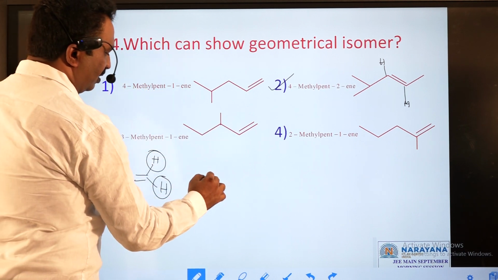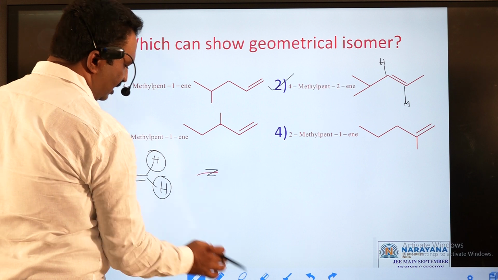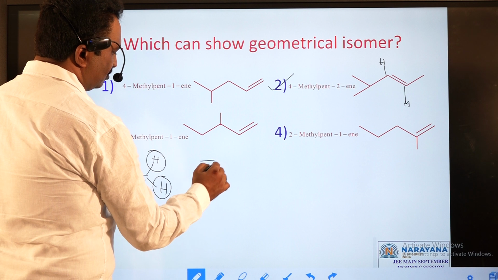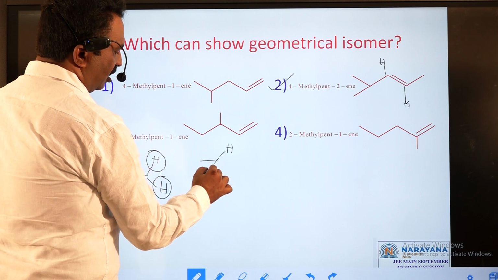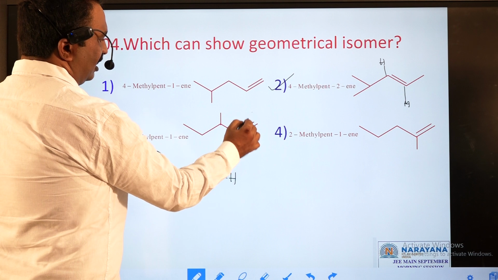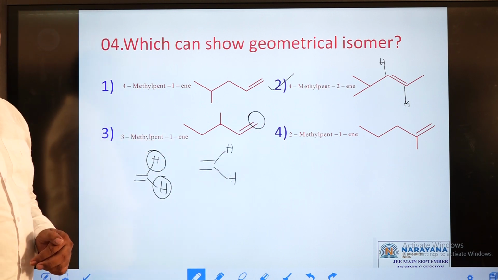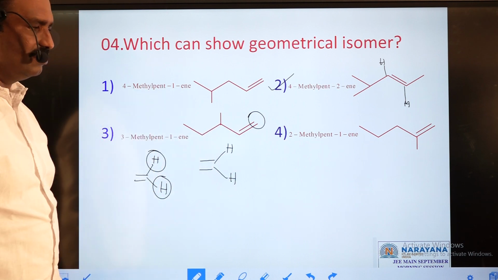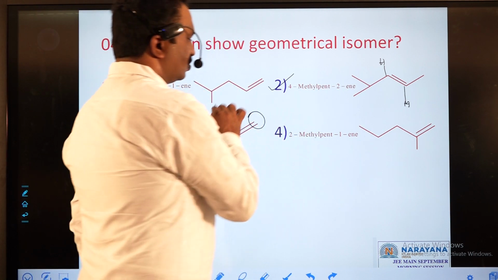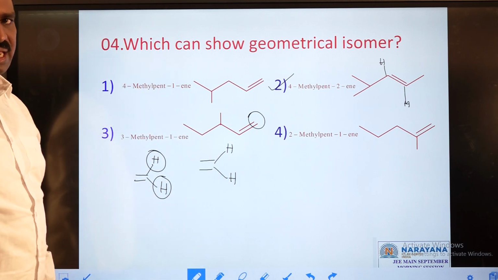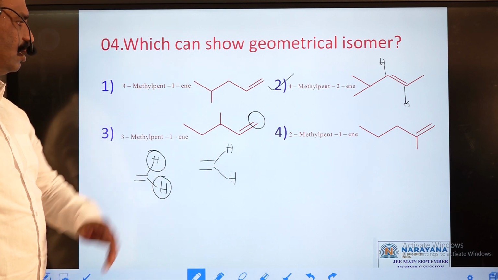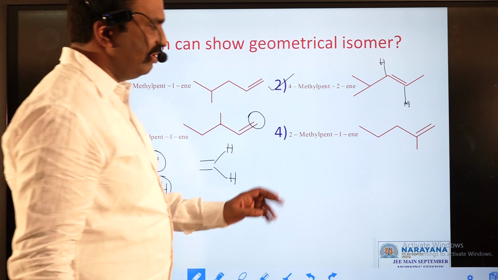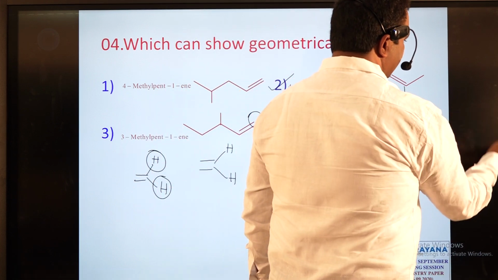Here also we have a double bond, and that double bond is again supported on one side with 2 hydrogens. If similar groups or atoms are bonded on the unsaturation, then it doesn't show geometrical isomerism. Same in this case also. So 1, 3, 4 don't exhibit geometrical isomerism, but 2 can show geometrical isomerism. Easy question to pick, and very comfortably you can answer this.